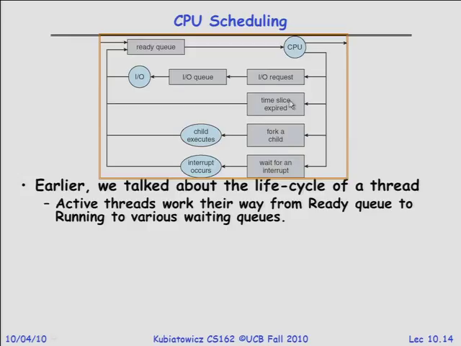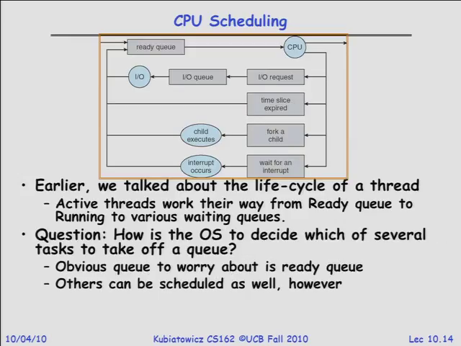And the question is, how does the OS decide which one to pull off here? Now, fortunately, you're all well aware of FIFO and priority, right? Because you love priority schedulers, right? But those are instances of how you make the decision of what to pull off the ready queue. And we're going to talk a lot more about how you decide what to pull off the ready queue. Okay?